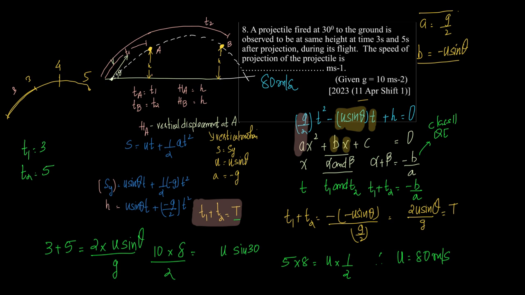Or in other words, the time of ascent is 4 seconds, and therefore the time of descent will also be equal to 4 seconds, and therefore the total time of flight will be equal to 8 seconds, which will be equal to 2u sine theta upon g. Yes, you can proceed in this way as well. But then what you miss is this whole conceptual integration of the quadratic equation into this projectile motion. That's a takeaway from this question.